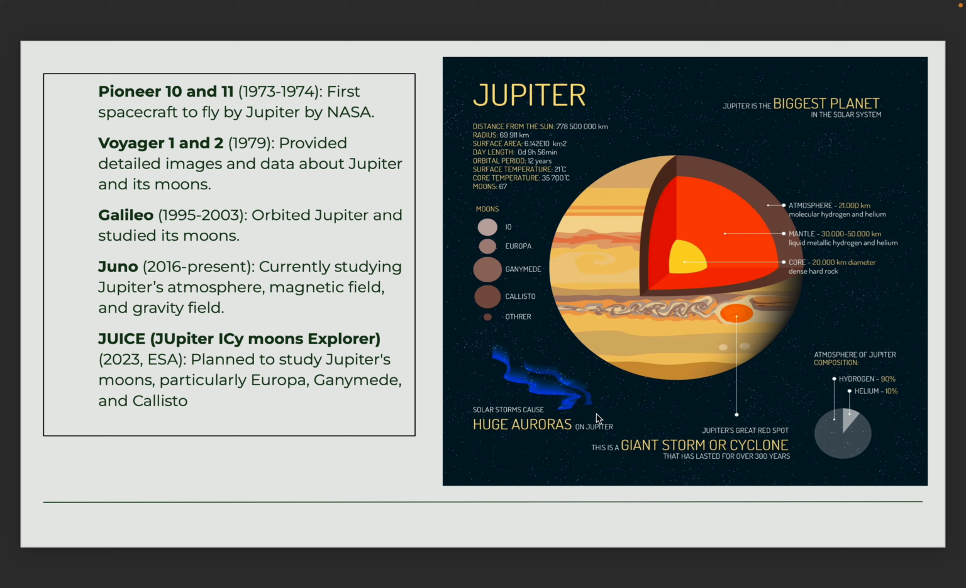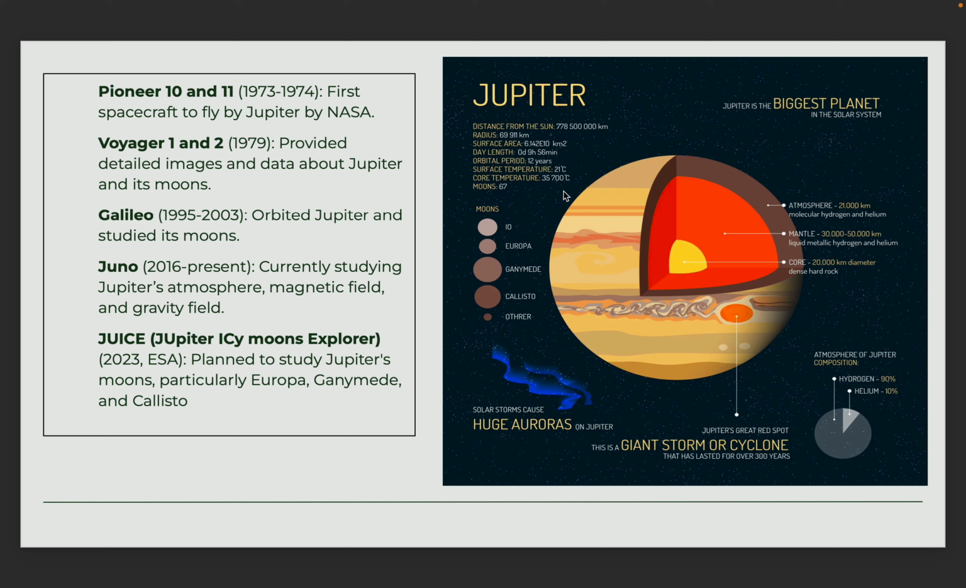Now we know Jupiter is the biggest planet in the solar system. It is located after Mars and the asteroid belt. It has a radius of about 70,000 kilometers. Its day length is about 9 hours 56 minutes. It has an orbital period of about 12 years.